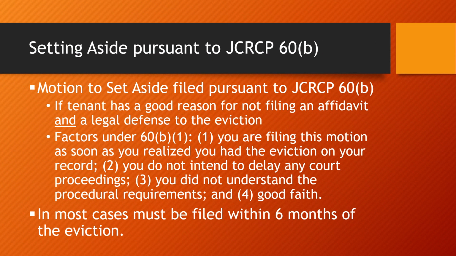One of the other ways a tenant can request to seal an eviction record is to seek to have it set aside under Rule 60B. You can seek to set aside an eviction record the landlord received by default, meaning you did not attend the hearing or file the tenant's affidavit, where you have a good reason for failing to contest the eviction and you have a legal defense to the eviction.